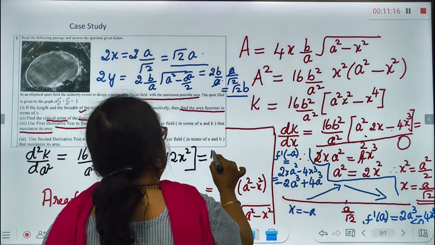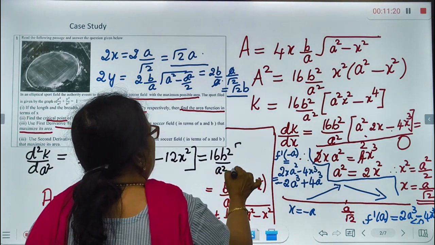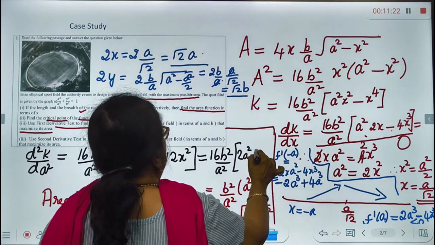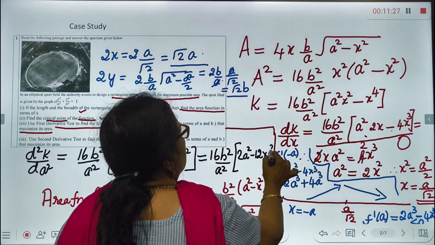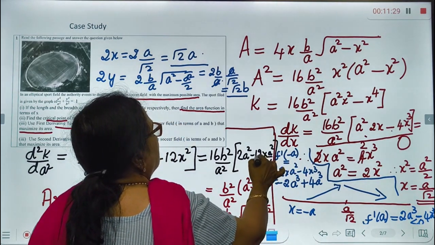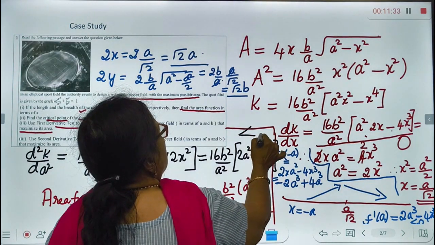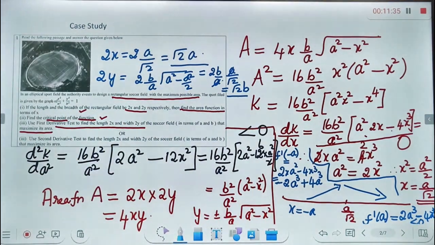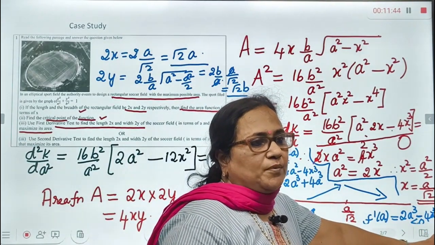So you will get 16b square by a square, 2a square minus 12, x square is a square by 2. So 2a square minus 6a square is minus 4a square, which is less than 0. So the second derivative is negative. Therefore, for x equal to a by root 2, you have maximum area.